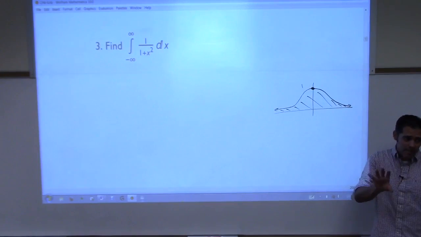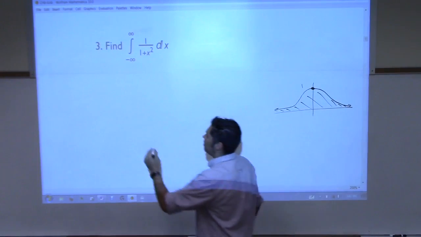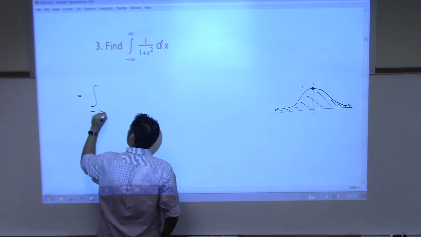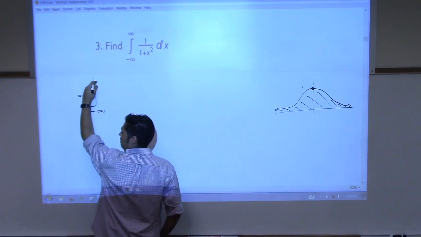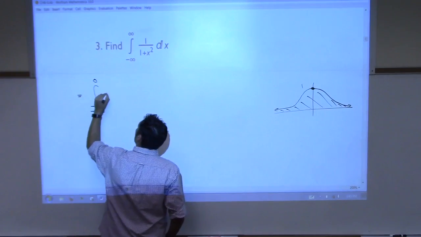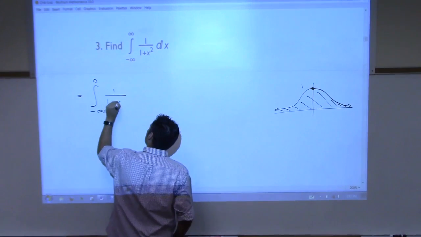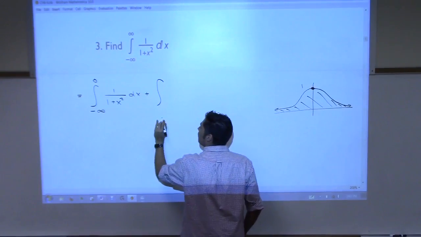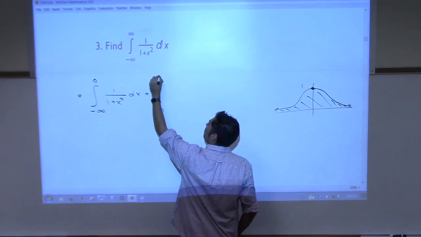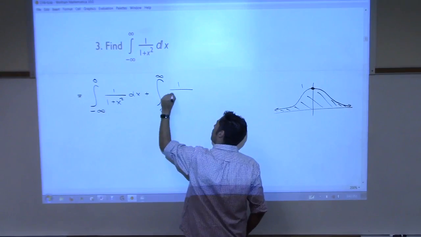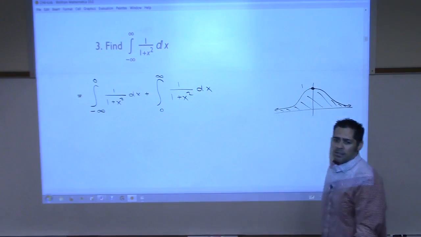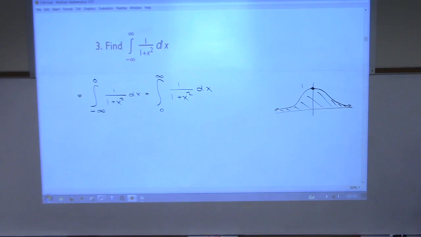Okay, first break it into two integrals, though. So first thing I'm going to do is this. I'm going to rewrite this as the integral from negative infinity to any number I want, 0, of 1 over 1 plus x squared dx, and then plus the integral from 0 to infinity of 1 over 1 plus x squared. This is not an optional step, okay? You must split that into two.